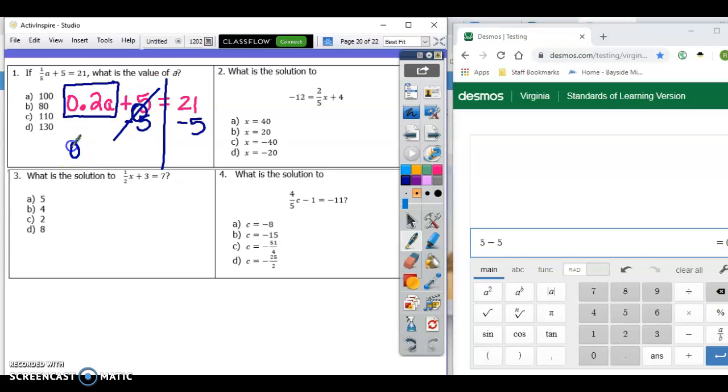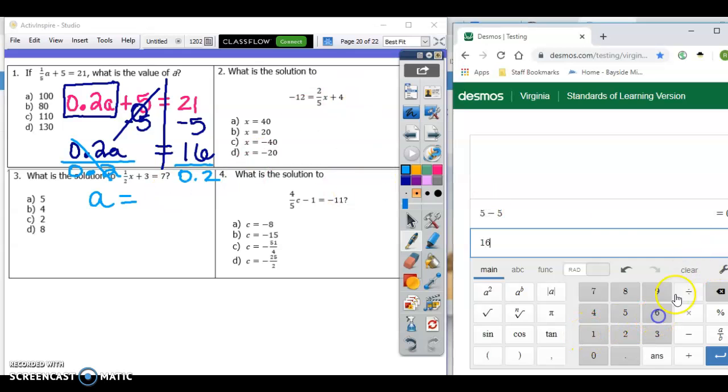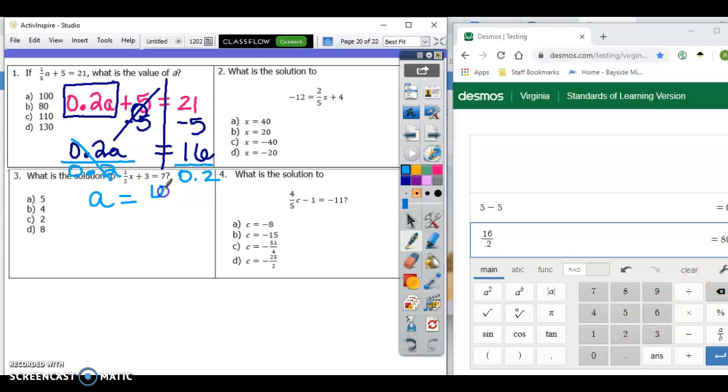So I can cross this off. And then on this side, I still have 0.2a equals 21 minus 5. Once again, I can come over here and type in 21 minus 5, and I got 16. Next, this says 0.2 times a. So what we're going to do is divide by 0.2 on both sides. That cancels out. So now we have a equals 16 divided by 0.2, and the answer is 80.